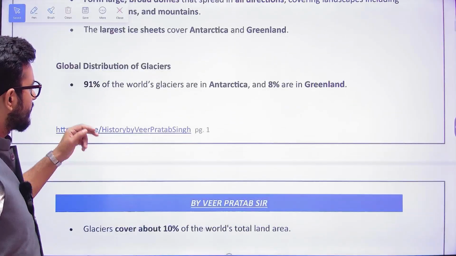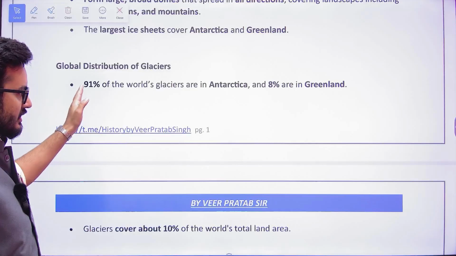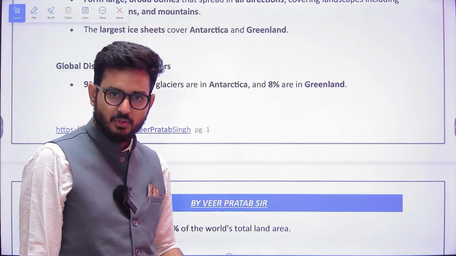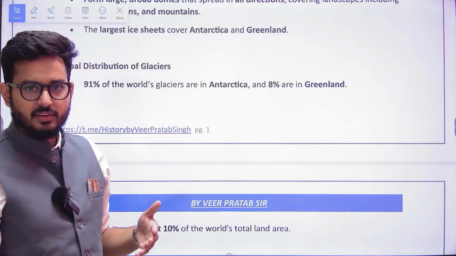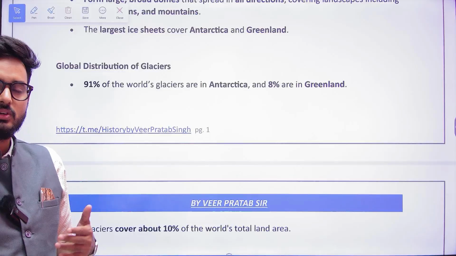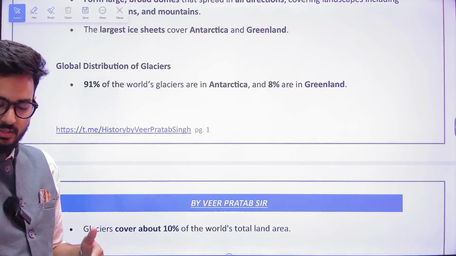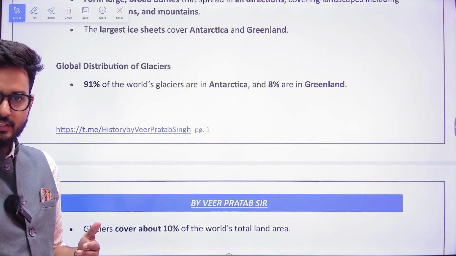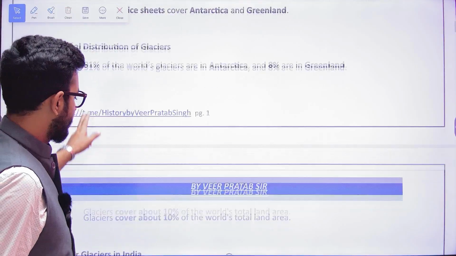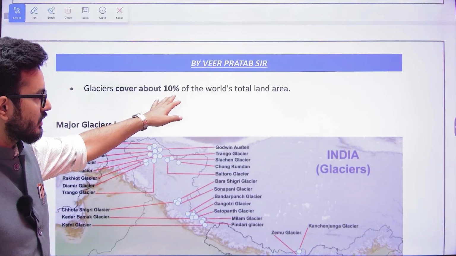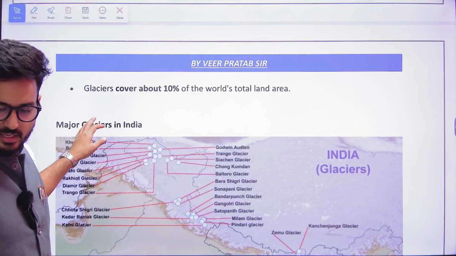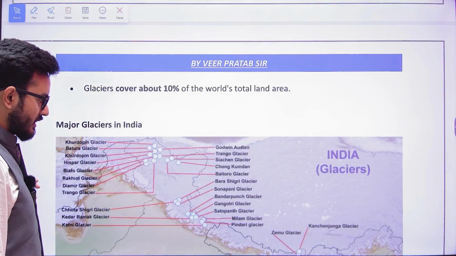So when we talk about the global distribution of glaciers, what we understand is 91% of the world's glaciers are there in Antarctica, that is below in the southern pole. Okay, 8% are there in Greenland. So Greenland is the largest country that is going to have glaciers. Okay, so Greenland is there towards the northern pole, and it is near the area of the USA. The next one is that glaciers cover around 10% of the world's total land area. The glaciers are basically going to cover that much area. Okay, so that is another aspect.